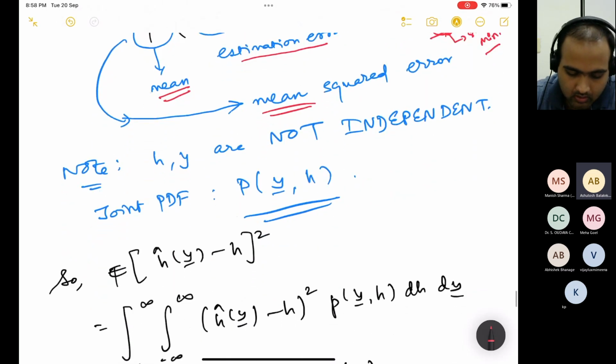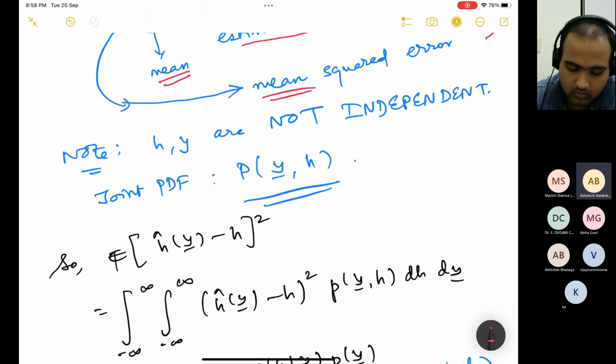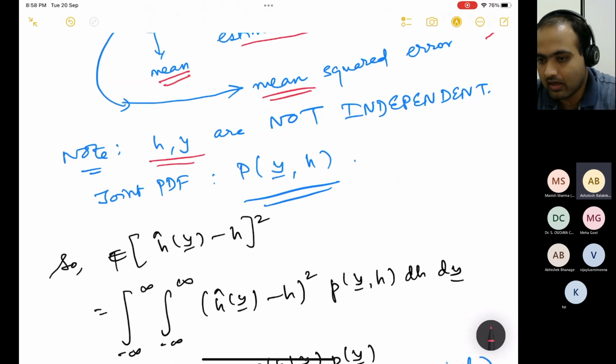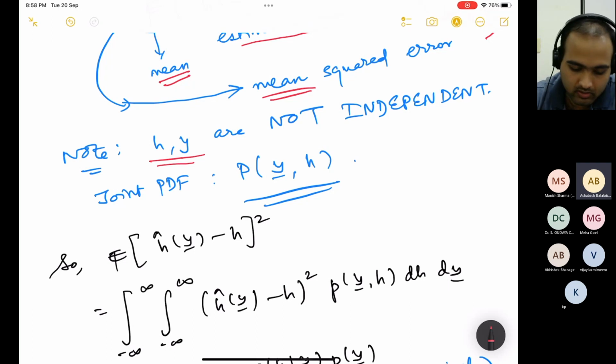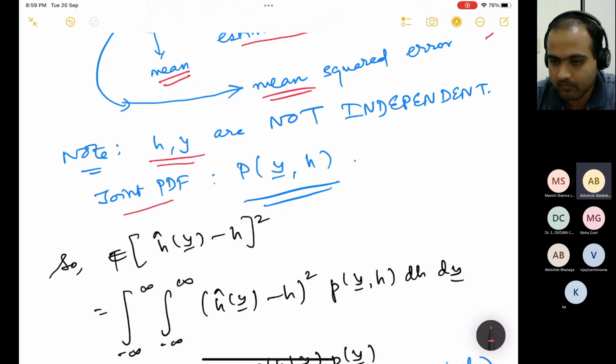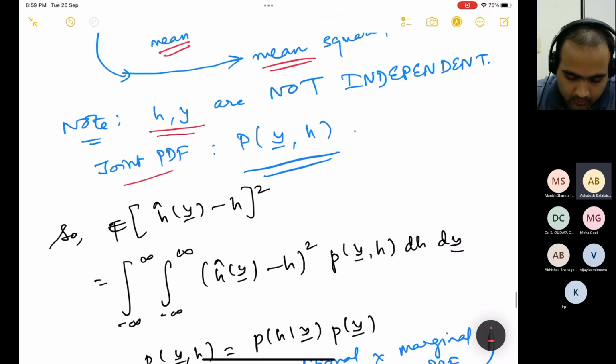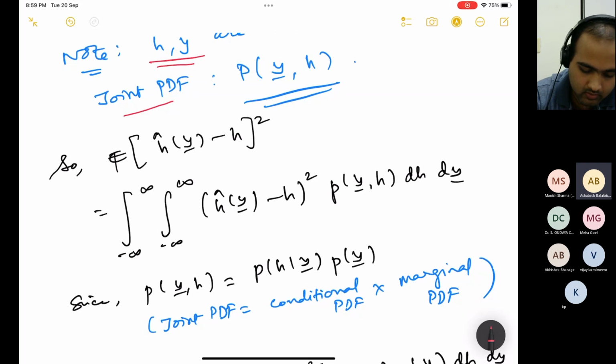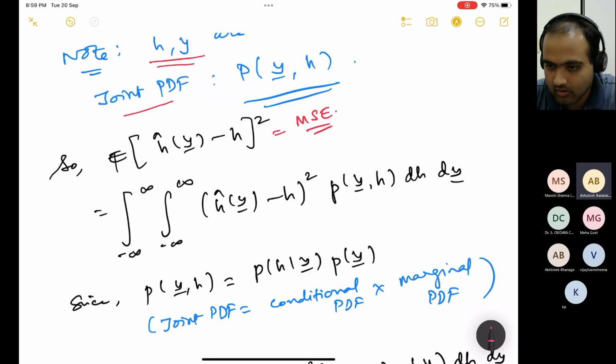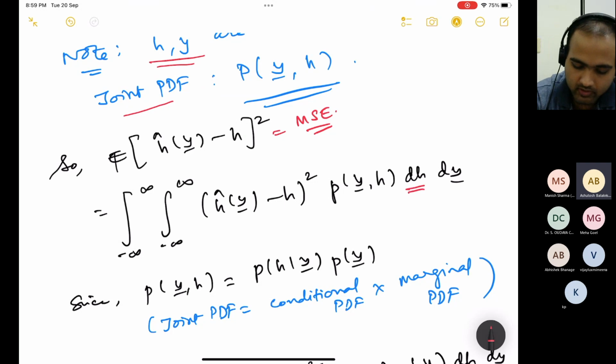Okay. All right. So just note that now h and y are dependent on each other. They are not independent of each other, right? So that is why there will be a joint PDF between these variables. So this is our mean squared error, right? This is the expectation of (h hat minus h) squared. So now we have two random variables, one is dh and one is dy.